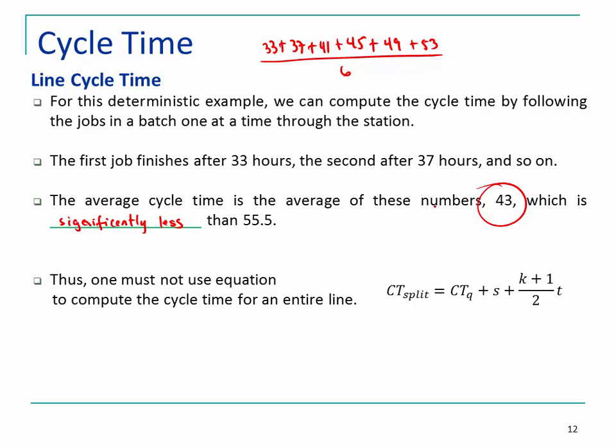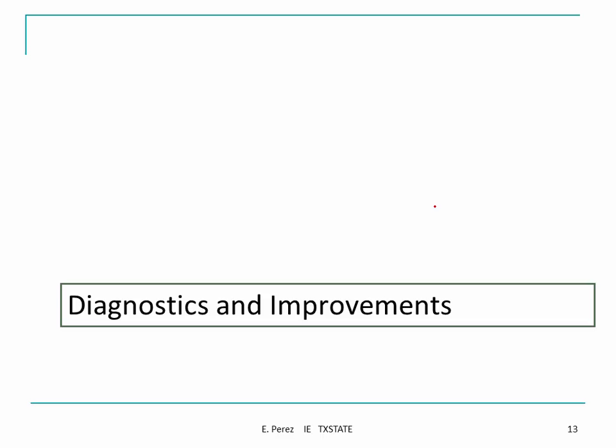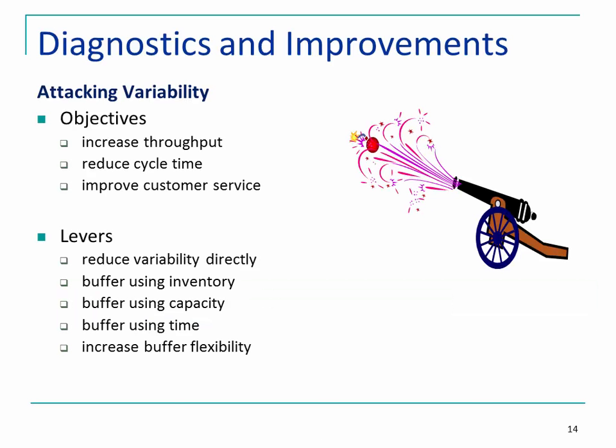On the next part of the lecture, basically what I want to do is to talk a little bit about diagnostics and improvement. So again, we have mentioned already that attacking variability can help in improving the performance of your system. We already mentioned that attacking that variability earlier in the process is better, because if you can improve the variability at the beginning of the line, then the spread of that variability is going to be reduced.